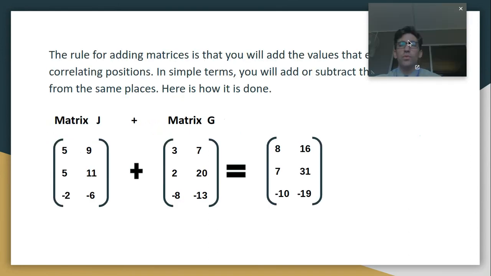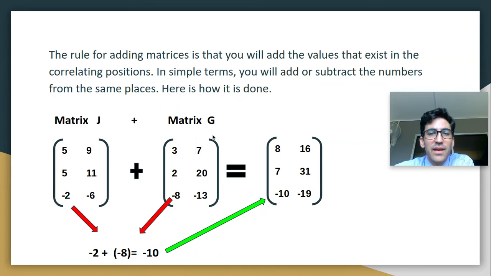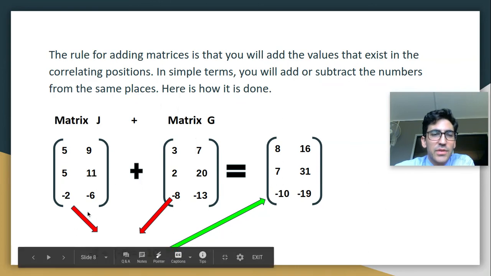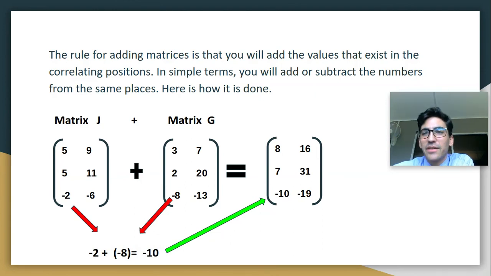So the rule for adding matrices is that you will add the values that exist in the corresponding positions. Those are pretty big words. In simple terms, you will add or subtract the numbers from the same places. So here's how it's done. You will take the first number, add it with the first number, it becomes the next first number. So we have a 5 plus a 3 equals an 8, a 9 plus a 7 equals a 16, and as you can see down here, this example says -2 plus -8 equals -10.